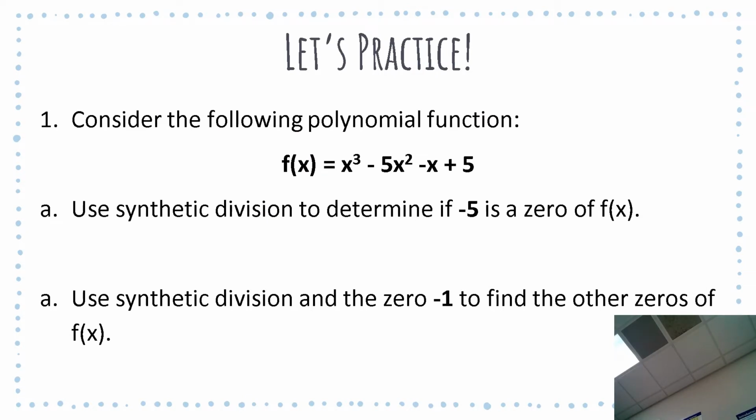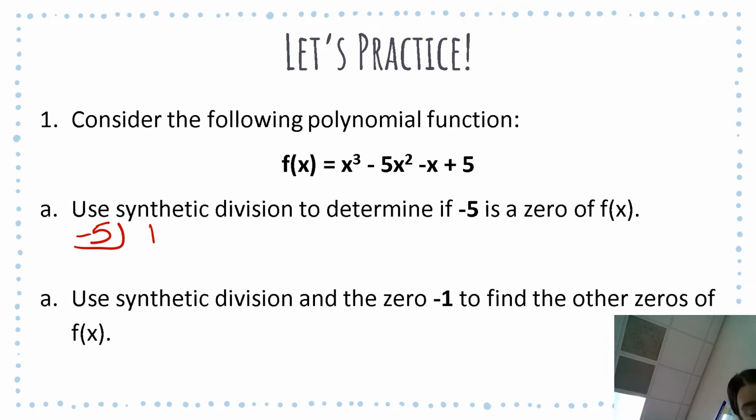All right, so for my next one, they want me to use synthetic division to determine if -5 is a 0. So when we're trying to determine if something is a 0, and I'm using synthetic division, what am I looking for? No remainder. So if we put -5 on the ledge and do our synthetic division, if we don't have a remainder, that means it is a 0. If there is a remainder, that means it's not a 0.